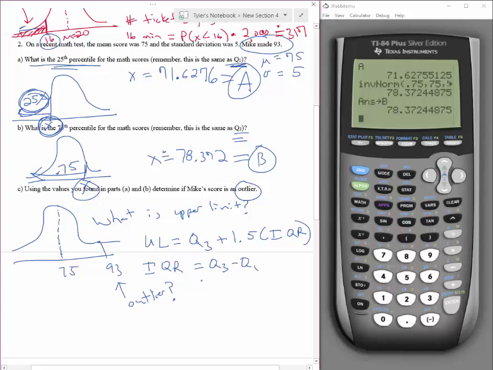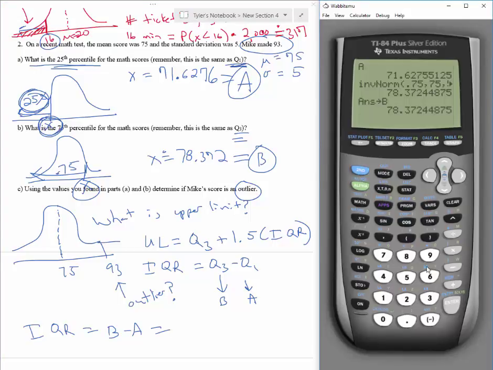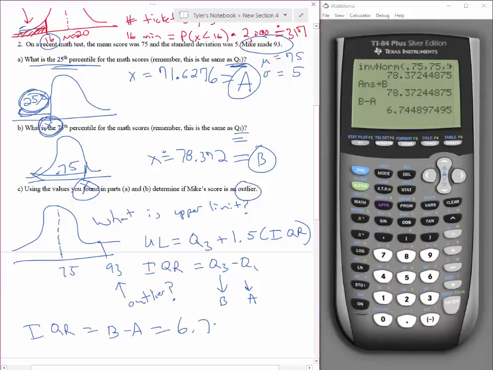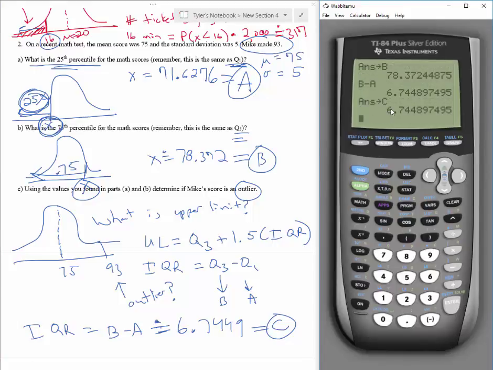How do I find that? In other words, I stored Q3 as B and Q1 as A, right? So the IQR would be B minus A in my calculator. If I do alpha B minus alpha A, there's my IQR. This was about 6.7449, rounded. I'm going to store this as the variable C, so I go to store, alpha C. Now I have that answer stored as C.